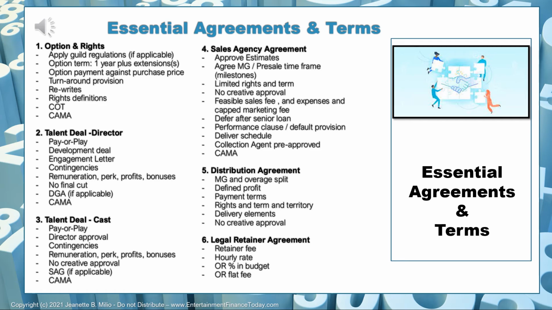When it comes to talent, again, I'm doing a pay or play offer in there where I give the talent, if it's A-level talent, the right to approve the director. And for the director, that means I would have to have a kill fee provision in there in case the director is not approved by cast, so I can let him go and maybe have to pay him something. I want to do contingencies for the talent deal, such as the completion bond insurance needs to be issued in order for this deal to be legally viable. We'll talk about remuneration, perks, and profits and bonuses, of course.